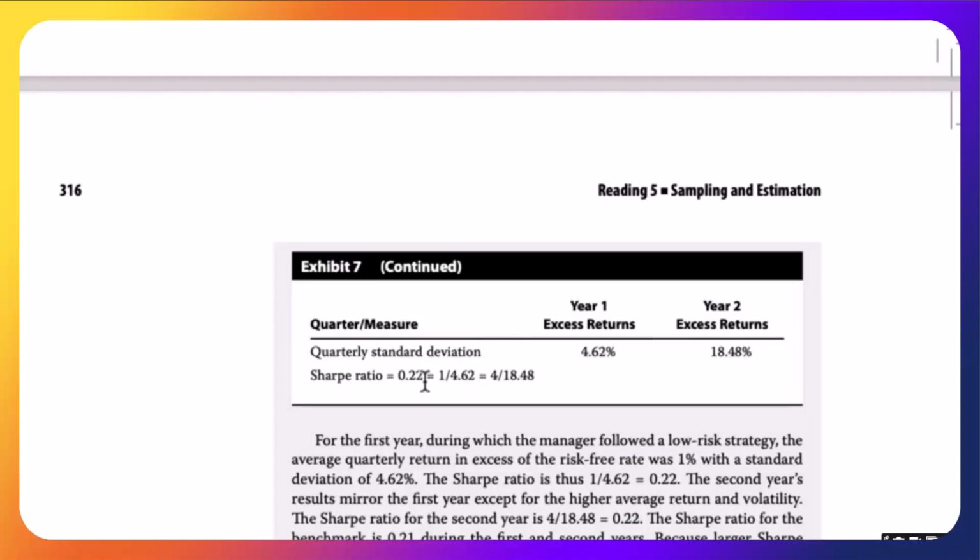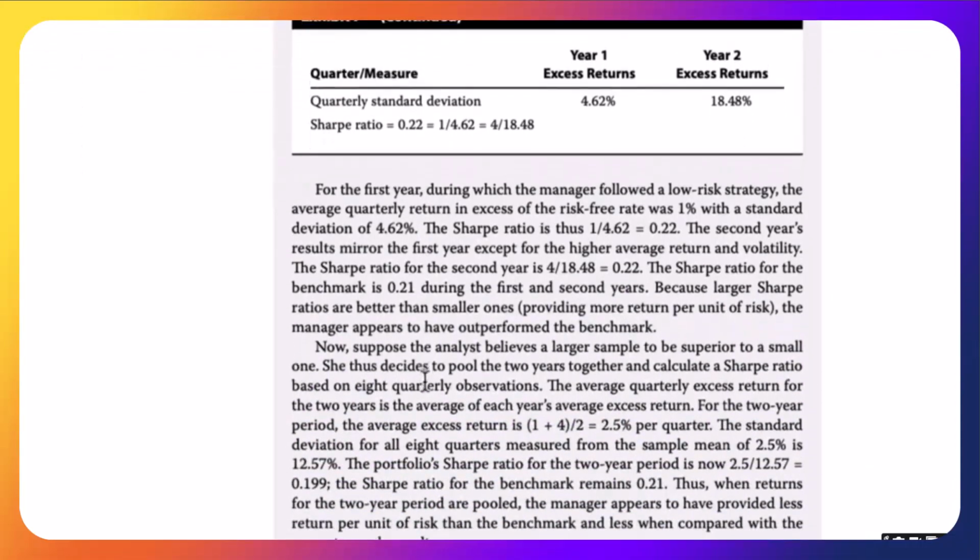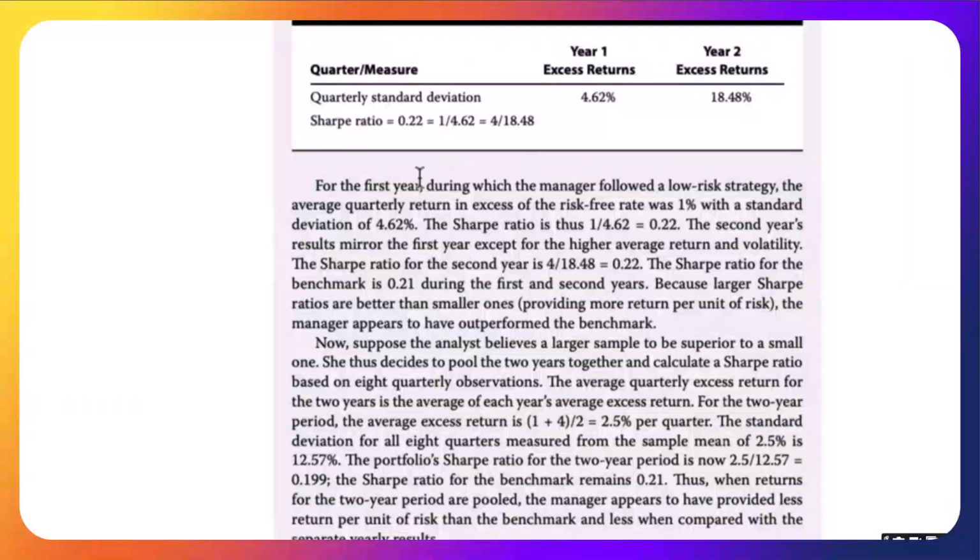This manager has 0.22. For the first year, during which a manager followed a low-risk strategy, the average quarterly return in excess of the risk-free rate was 1%. That's the average. With a standard deviation of 4.62, Sharpe ratio was 0.22. The second year's results mirror the first year, except for the higher average return and volatility. Sharpe ratio for the second year is still 0.22. The Sharpe ratio for the benchmark is 0.21 during the first and second years. Because larger Sharpe ratios are better than smaller ones, the manager appears to have outperformed the benchmark.